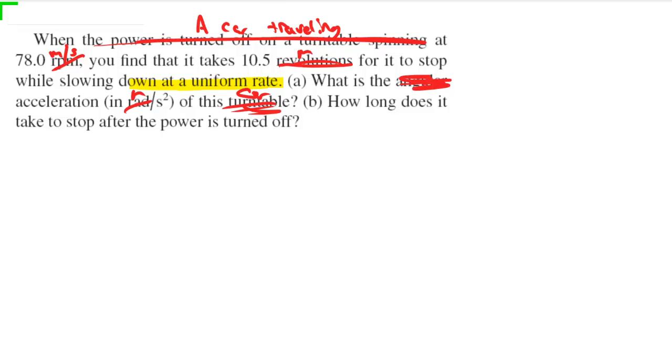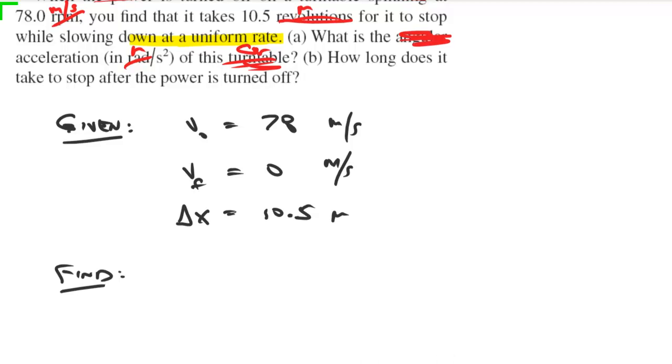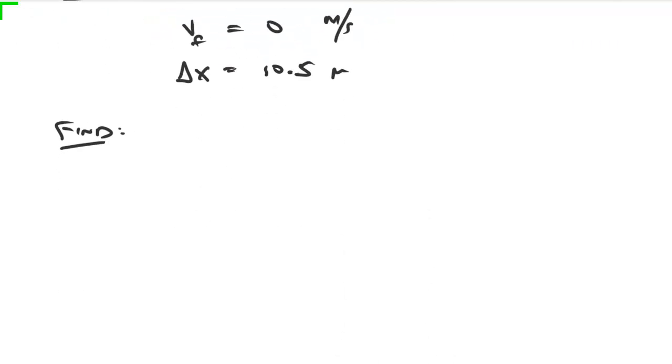The way we would set this up in linear terms, we would say, all right, I have my givens. What's given to us here: the initial velocity is equal to 78 meters per second. The final velocity, since it comes to rest, v final, is equal to 0 meters per second. And we know that it takes 10 and a half meters to come to rest, so delta x is equal to 10.5 meters. And we're asked to find the acceleration and how long it takes to stop. Obviously we're given the distance it takes to stop already, so acceleration and the time to stop.